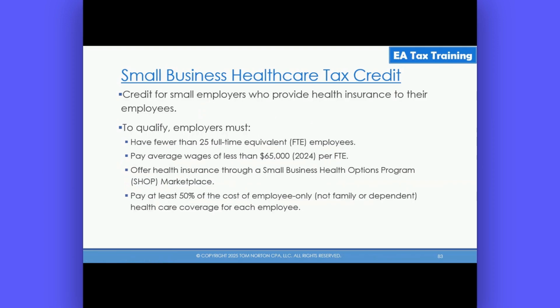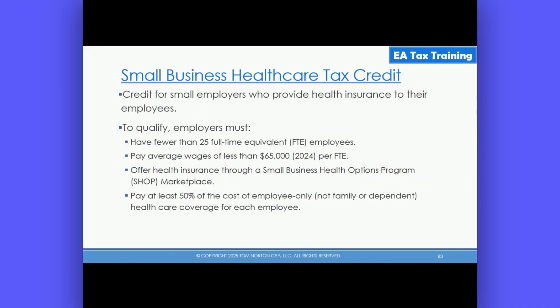Small business healthcare tax credit is our next credit. So this is a credit for small employers who provide health insurance to their employees. To qualify, the employers must have fewer than 25 full-time equivalent employees, pay average wages of less than $65,000 per full-time employee, offer health insurance through a small business health options program marketplace. So this is part of that ACA, Obamacare marketplace, except it is for employers. So they have to purchase the plan through that marketplace.